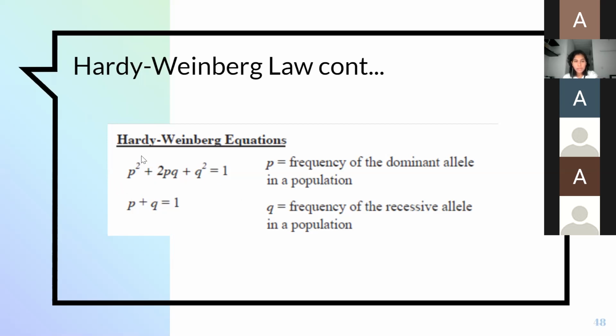So P squared is for homozygous dominant, and then 2PQ is your heterozygous. And the reason why it's 2 is because you can inherit it two ways, PQ or QP, and hence you need to double it. And then you have your homozygous recessive, which is Q squared. And this should all equal 1 because you can only have those three different genotypes.